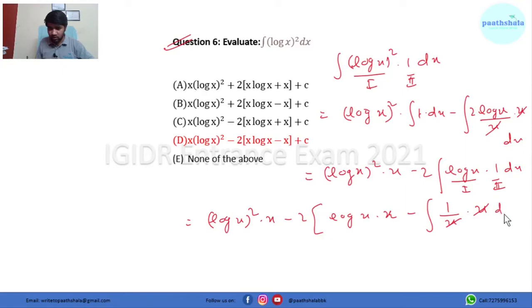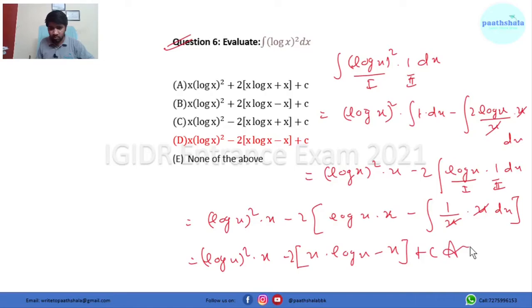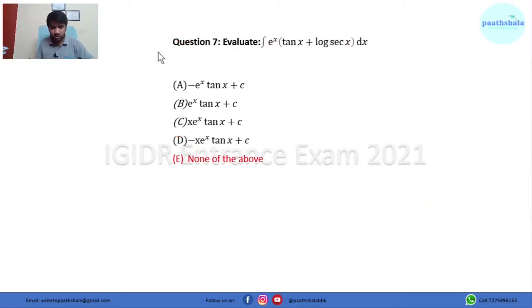So x and x get cancelled out, and at the end it will come out to be (log x)² into x minus 2 in a bracket, you will get x into log x minus x plus c. So this will be your final answer. If we go by the choices, this is the right option. Now let's move to the next question.